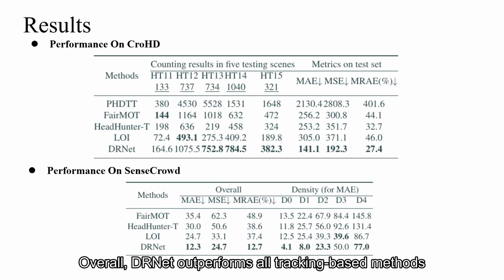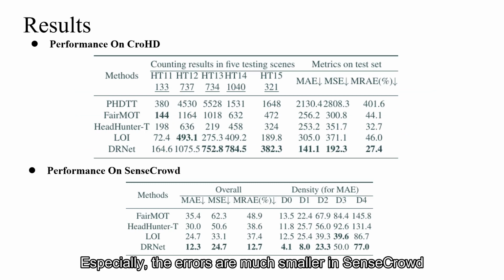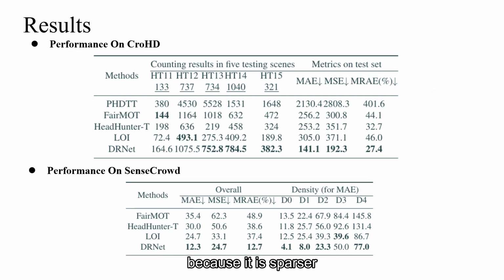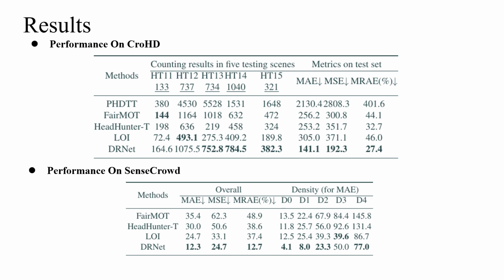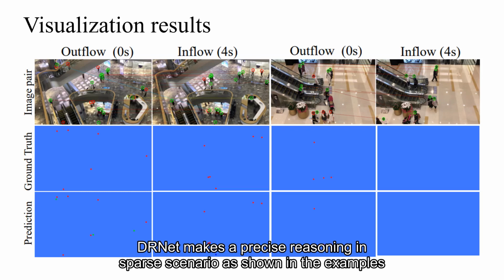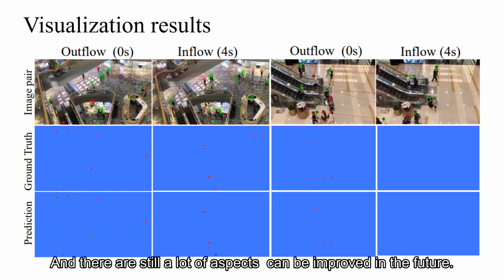Overall, DR.VIC outperforms all tracking-based methods and the cross-line method with an obvious improvement. Especially the errors are much smaller in SenseCrowd because it's faster. The WRAE of 12.7% is relatively low, making it possible to be deployed in the future. DR.VIC makes precise reasoning in sparse scenarios as shown in the examples. However, there are also some failure cases in more complicated scenes, and there are still a lot of aspects that can be improved in the future.